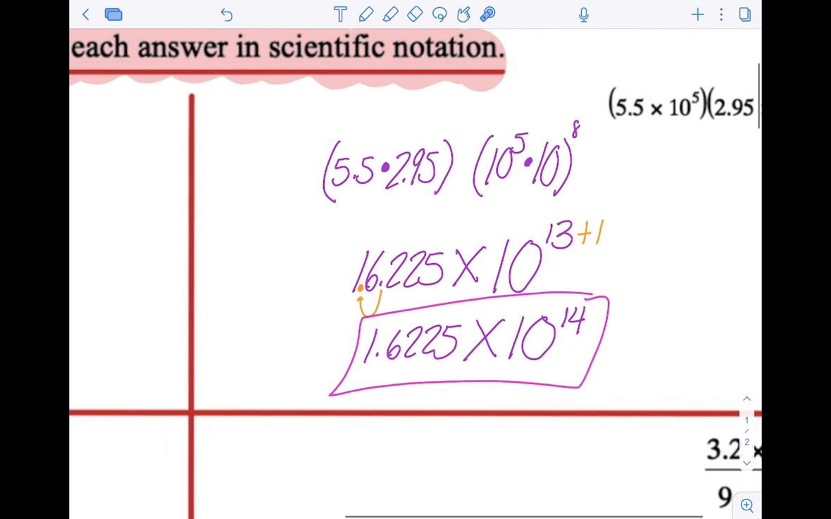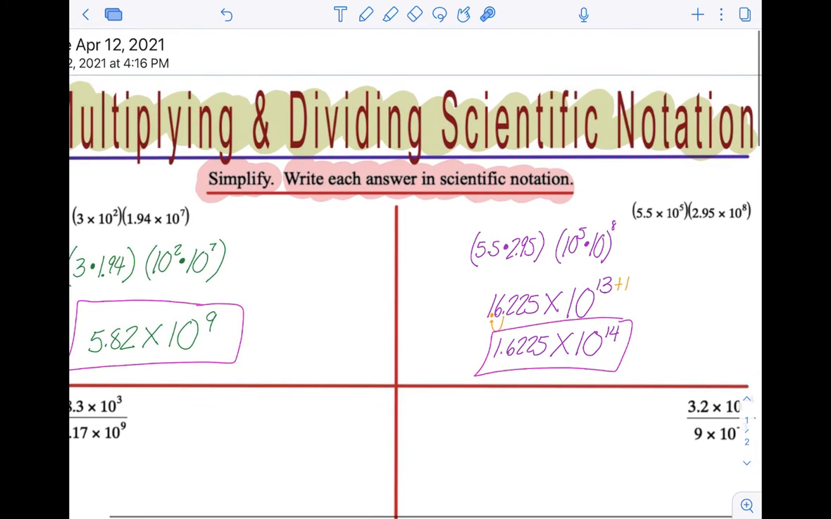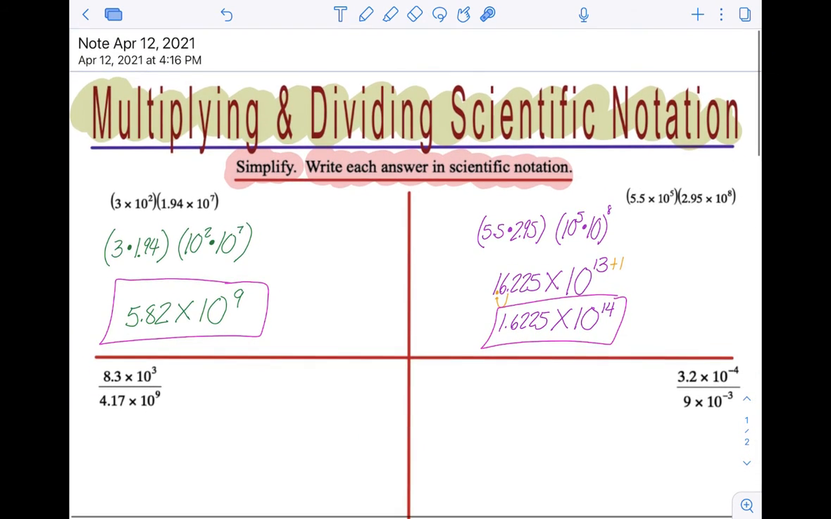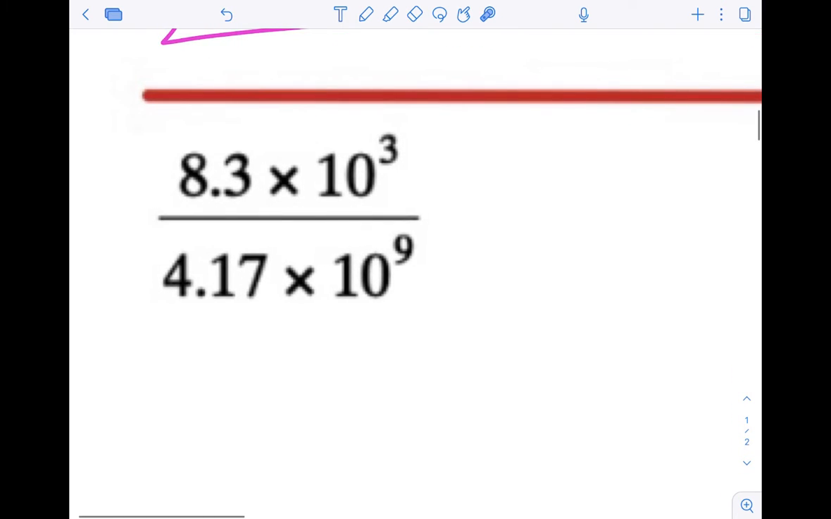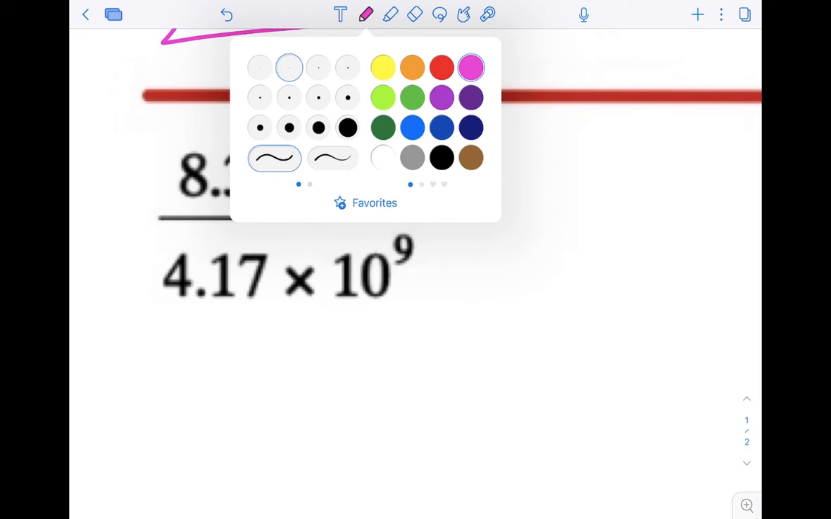Okay? So, there we go. That's multiplying right there. Look at that. Those two are multiplying, right? Scientific notation. So let us do the third example, which you notice is division, right? Division. So let us do some division here.